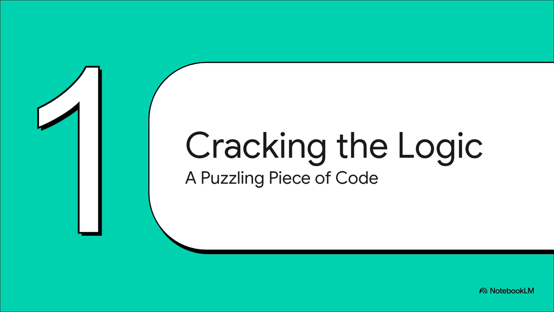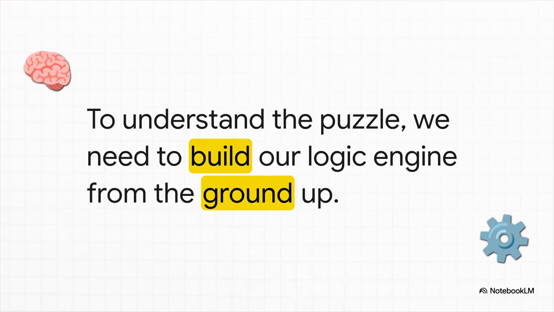All right, Section 1, a puzzling piece of code. Our mission, should we choose to accept it, is to crack the logic behind that expression. Now, to figure this out, we can't just guess. We need to build our own little logic engine, piece by piece. And it really just comes down to three things: the operators themselves, the order you use them in, and one little secret rule that changes the entire game.